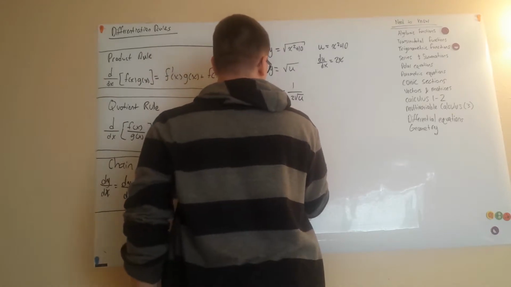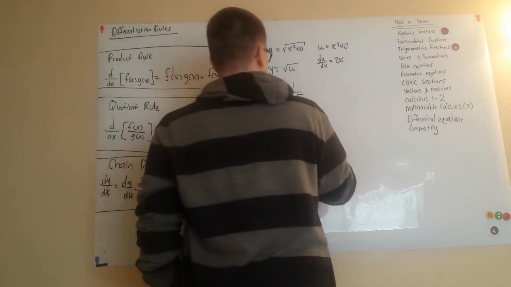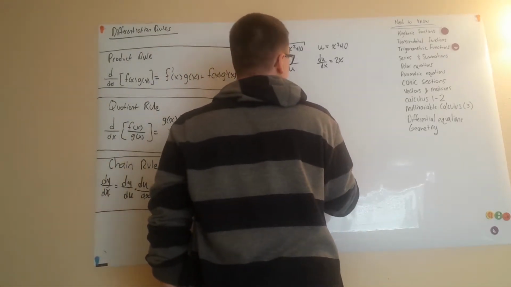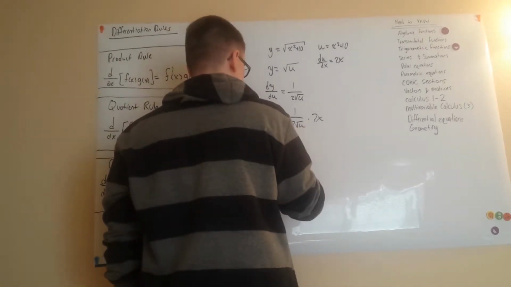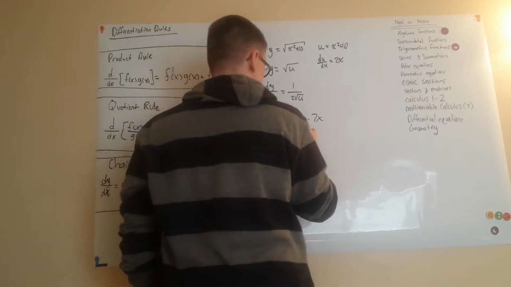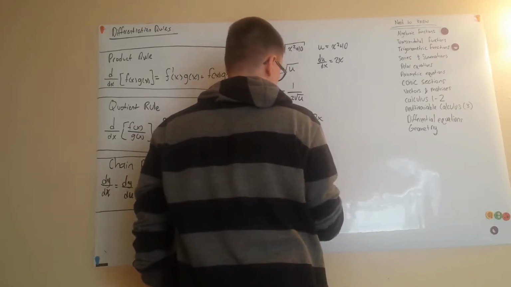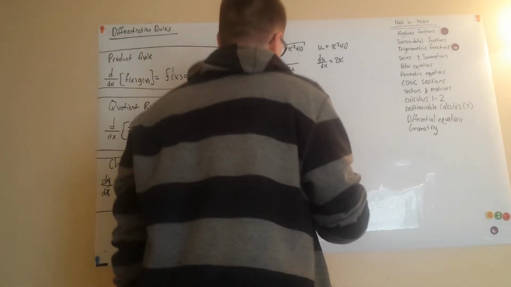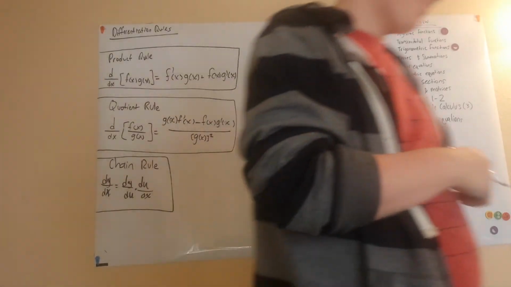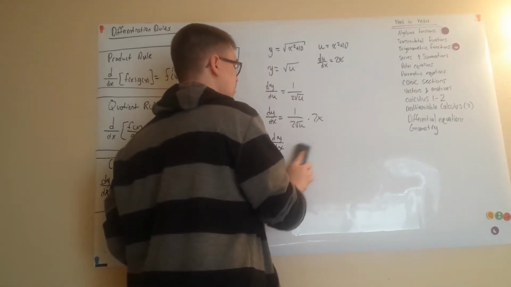So dy/dx equals dy/du times du/dx. Let's resubstitute that. Do you see a pattern here between these ones? Here's the pattern, and I'll make it even easier.